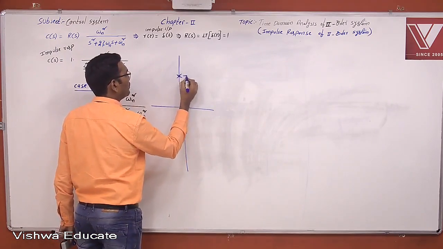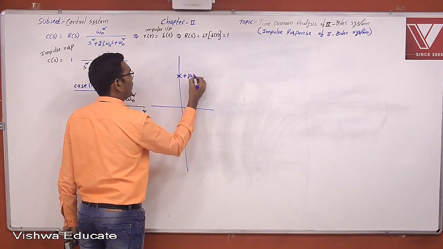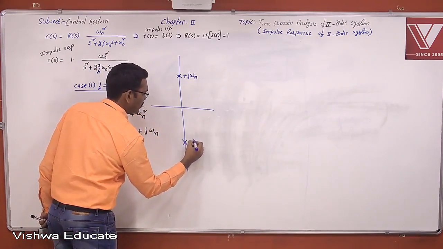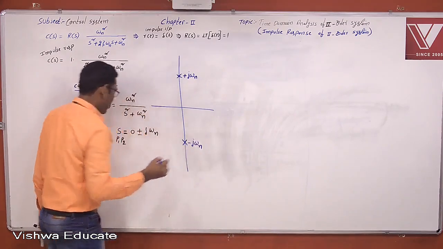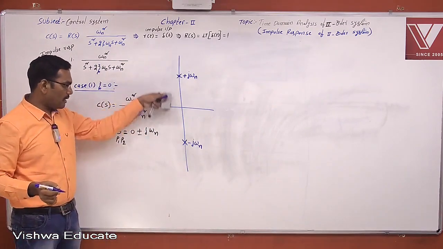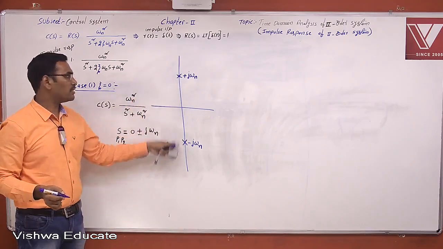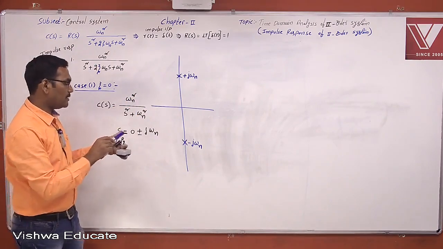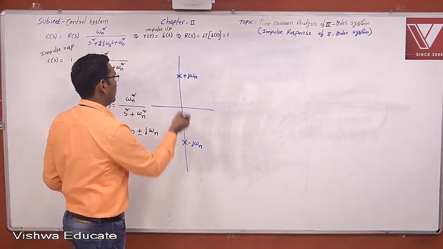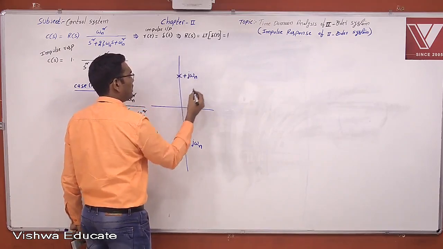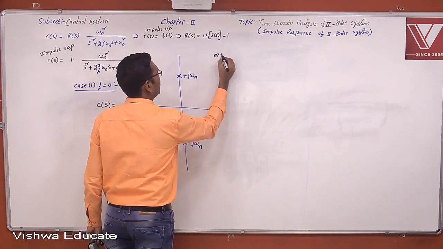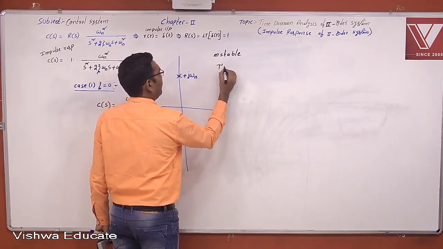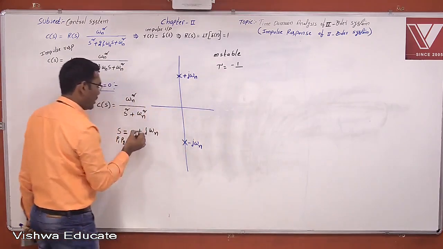One pole is at plus j omega n and another pole is at minus j omega n. Now the poles which lie on the imaginary axis, which are not repeated, then you can easily find all the parameters. First you tell me the poles which lie on the imaginary axis which are not repeated, therefore the system is marginally stable. Time constant is the negative of the reciprocal of the real part.